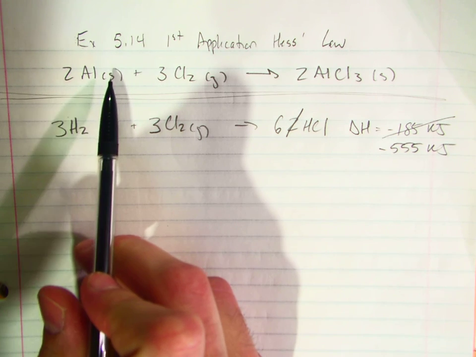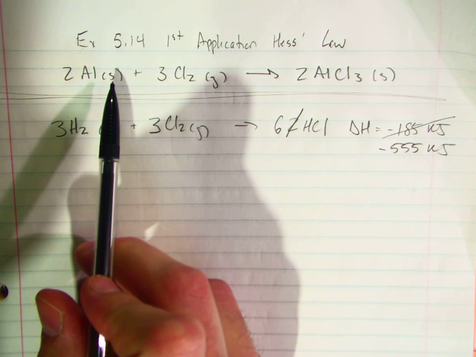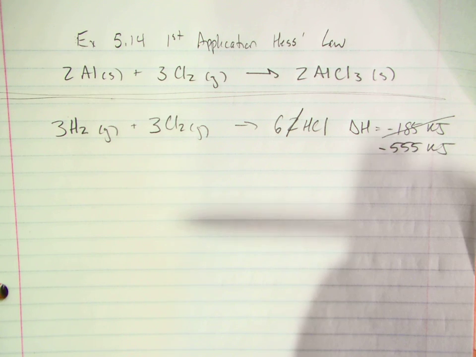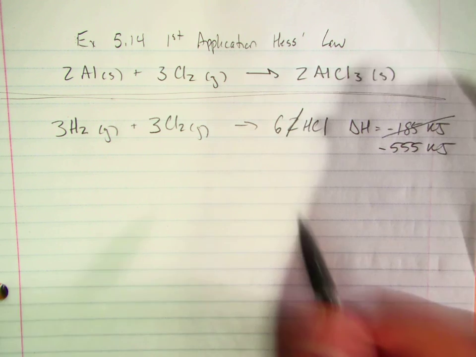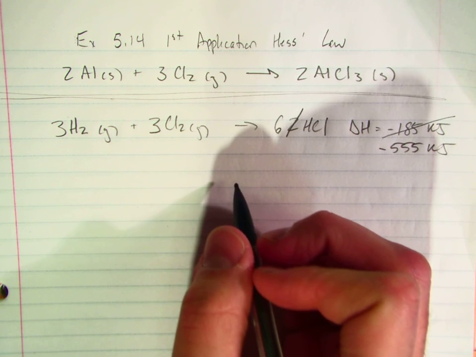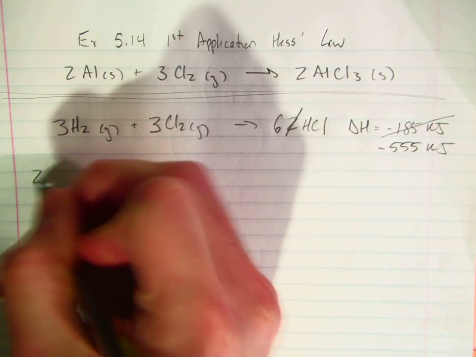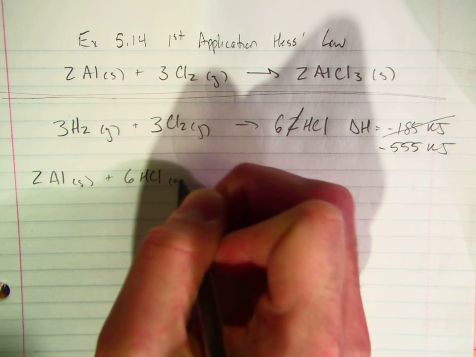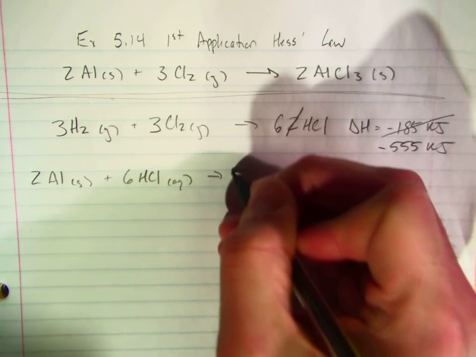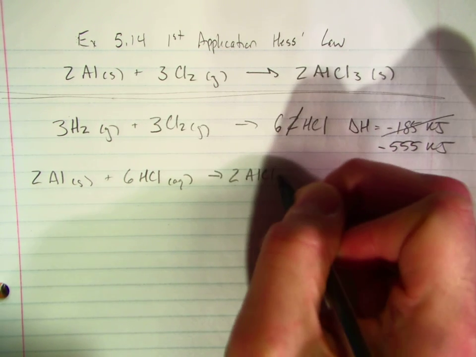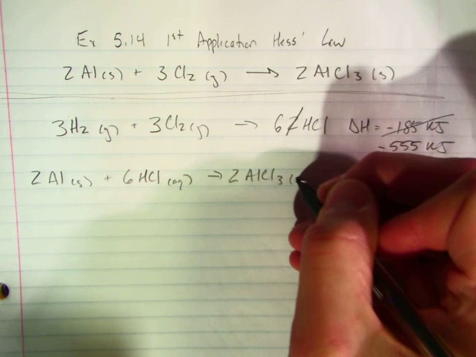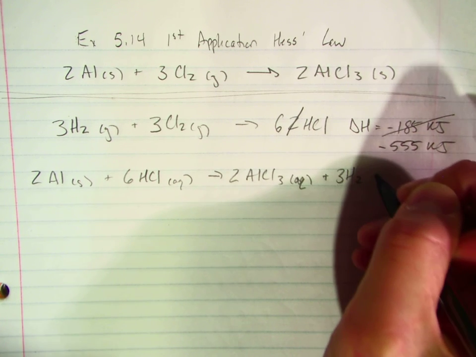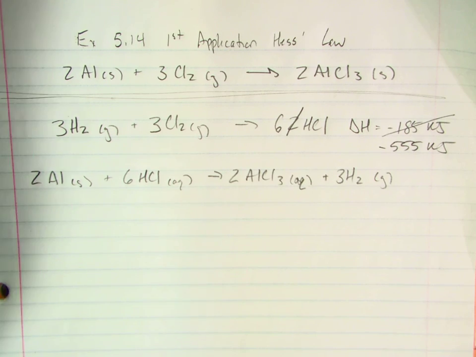Let's focus on getting my aluminum where I want it next. There's only one reaction that contains aluminum, and that's the fourth reaction, the one all the way on the bottom. It's got aluminum where I want it as a reactant. So I'm going to write that reaction also as it's shown. 2Al solid plus 6HCl aqueous goes to 2AlCl3 in the aqueous form plus 3H2 in the gaseous form.